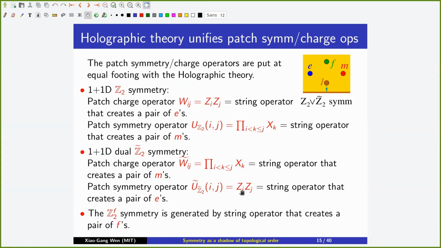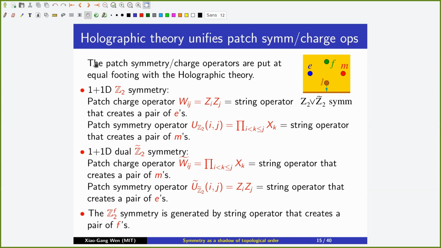So given the topological order in the bulk, is there a way to derive the boundary theory, particularly to get a tensor product Hilbert space and the local Hamiltonian terms? Yes.